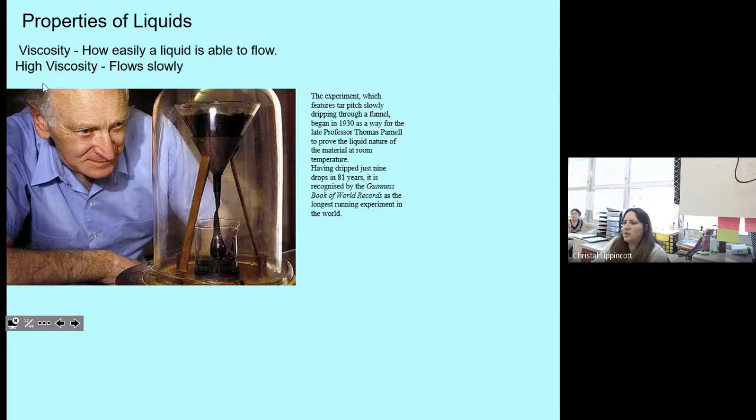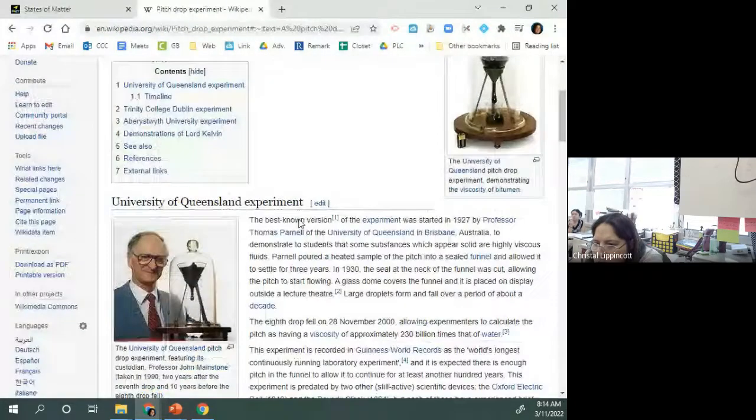So this guy started an experiment back in 1930, okay? And he had this tar in here, and he put it in a funnel, and he's waited for these drops to fall. And at the time of this picture, it was 81 years. They've actually updated that. They've got it going further, but I'll pull up the data on that and we'll talk about that. So tar pitch experiment. There it is. Okay. I think there's like a Wikipedia. Yep, here we go. Good old Wikipedia. I know your English teachers don't like it, but sometimes it comes in handy.